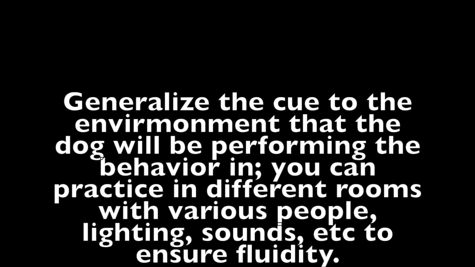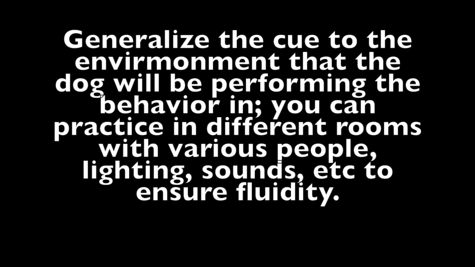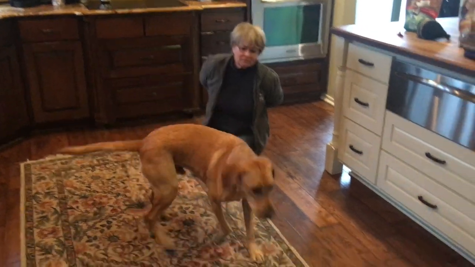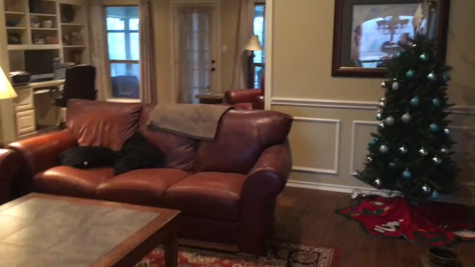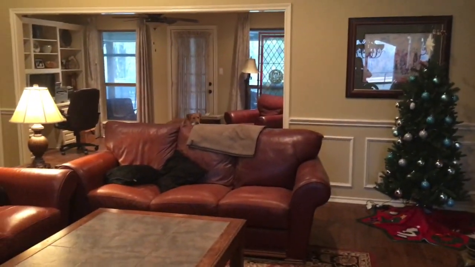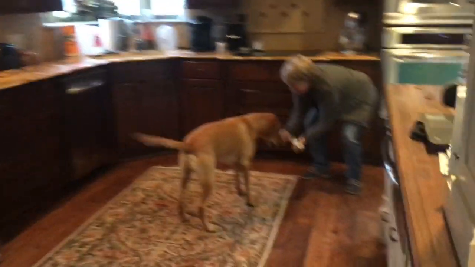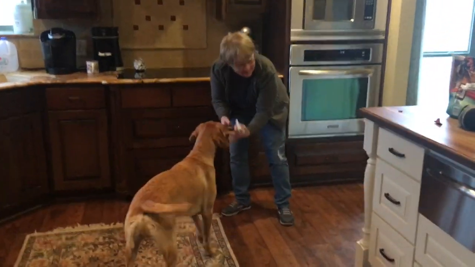Continue to generalize the cue to the environment that the dog will be performing the final behavior in. You can practice in different rooms, different people, change up the lighting, sounds, anything that's going to ensure fluidity of the behavior. Then you have your final result. Go get the phone. Good boy. Very, very nice.